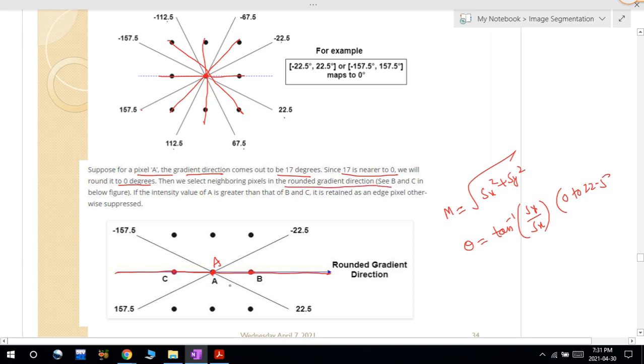So I will try to find out the gradient value for these neighboring pixels, and if the intensity value of A is greater than B and C, then it is retained as an edge pixel, otherwise suppressed. That is called non-maximum suppression. What is the step that is applied in non-maximum suppression? The main purpose of non-maximum suppression is to make thick edges into thin edges.